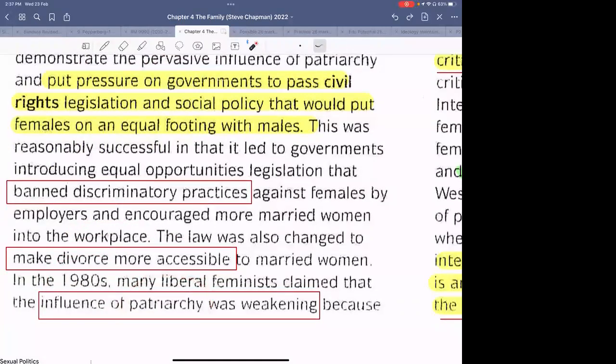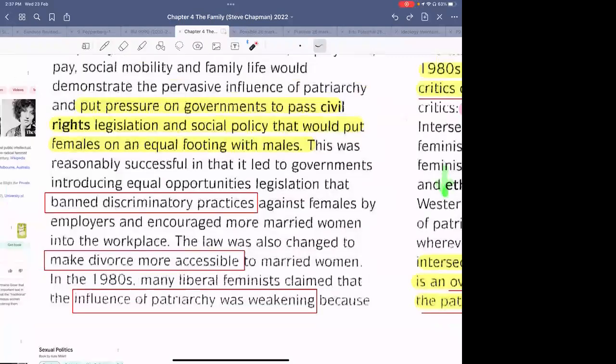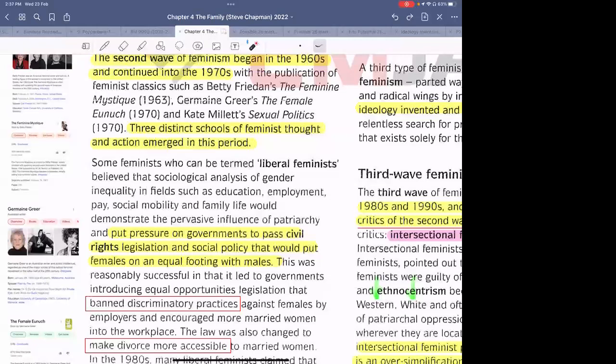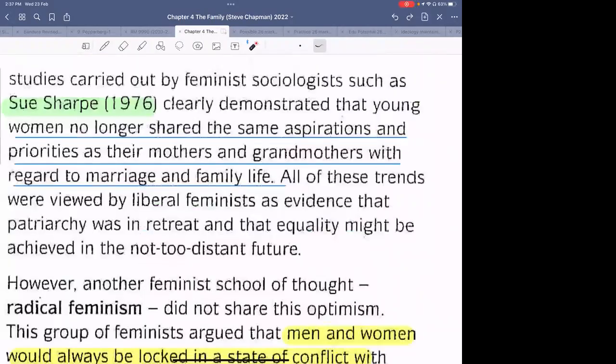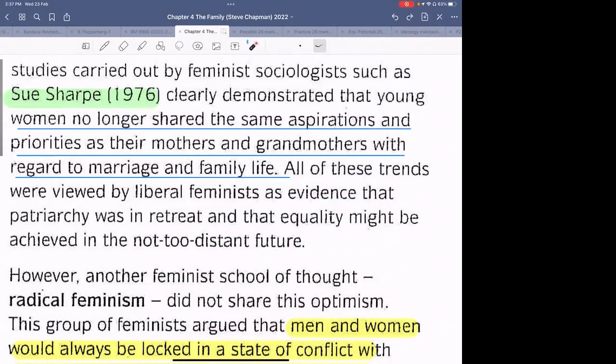In the 1980s, many liberal feminists claimed that the influence of patriarchy was weakening. Clear here? The influence of patriarchy was weakening because of studies carried out by feminist sociologists such as Sue Sharp. Let me give you guys an idea about the study that was conducted by Sue Sharp. Sue Sharp conducted a study in 1976, and before that Sue Sharp had also conducted a study. I'm not really sure about the year. Unfortunately, I can't really recall the year right now.